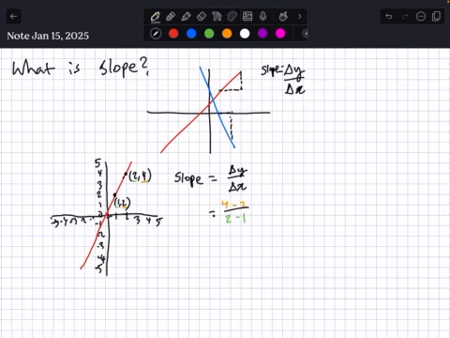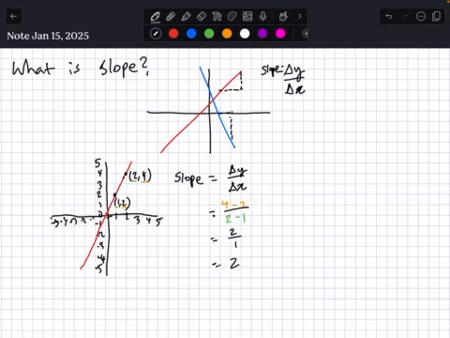And when we do that, we get 4 minus 2, which is 2, and 2 minus 1, which is 1. So we get 2 over 1, which is equal to 2. So we have a slope of 2. And yeah, that is how you calculate slope from a line. You get the points and then calculate your delta y and delta x and divide to get the slope.